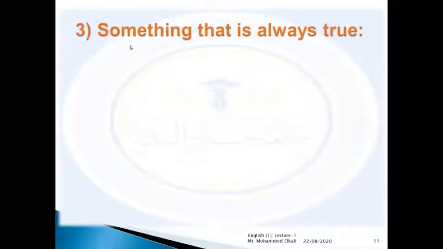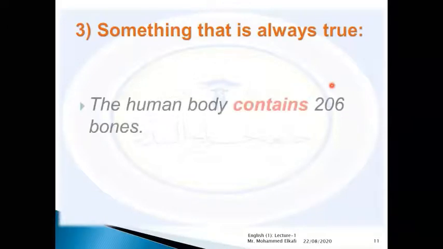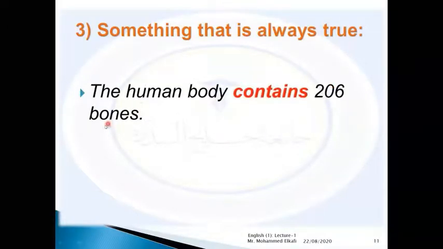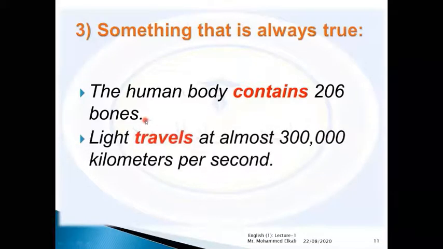The third usage for the present simple is to talk about something that is always true, a fact in our life. For example, the number of bones in the human body. The human body contains 206 bones. So here we have something which is true. We think of contains, human body, singular, it contains. So we add S to contain.